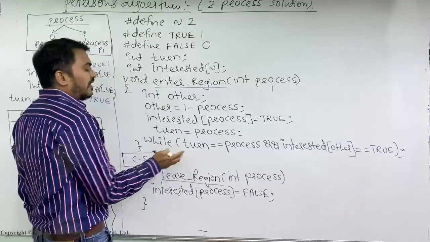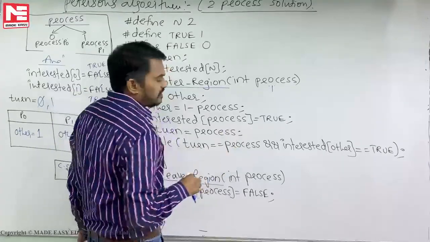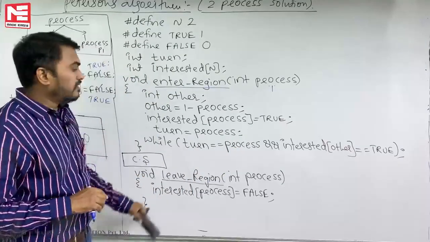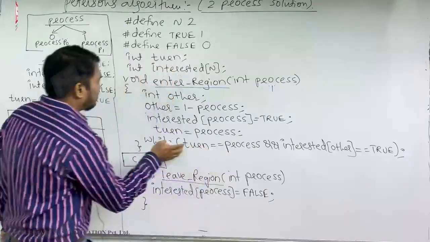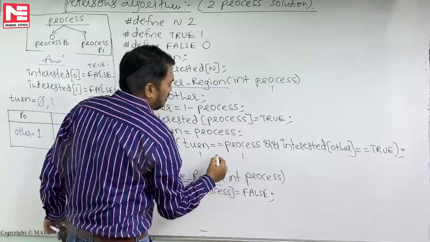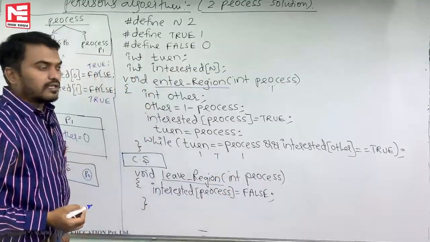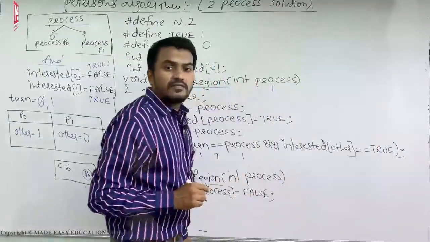Next, now you are checking the while loop here. While turn equal to process. Listen here. While turn equal to process, tell me, what is the turn value? 1. Okay, what is the process value? 1. So this condition is true. Next, and interested of other equal to true.